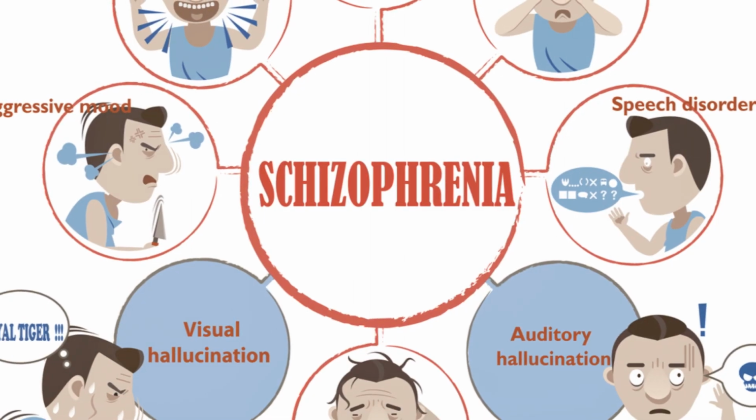These subtypes are paranoid schizophrenia, characterized by strong delusions and hallucinations; disorganized schizophrenia, known for disorganized thought, speech, and behavior; catatonic schizophrenia, which involves movement disorders; residual schizophrenia, which refers to those who have experienced a serious episode of schizophrenia but currently have milder symptoms; and undifferentiated schizophrenia, applied when a person doesn't fit neatly into a specific subtype.